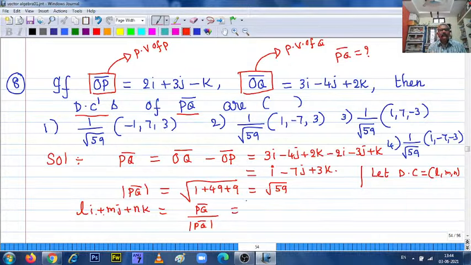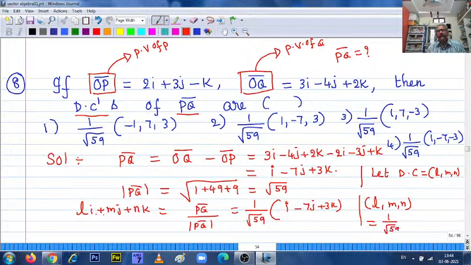So this is equal to, we can write, 1 upon root 59 times (i minus 7j plus 3k). So now we need to write l, m, n, the direction cosines. l means i coefficient, 1 by root 59 common, you keep like that only. Here i coefficient is 1, j coefficient is minus 7, k coefficient is 3: 1, minus 7, 3. So second option is the right option.